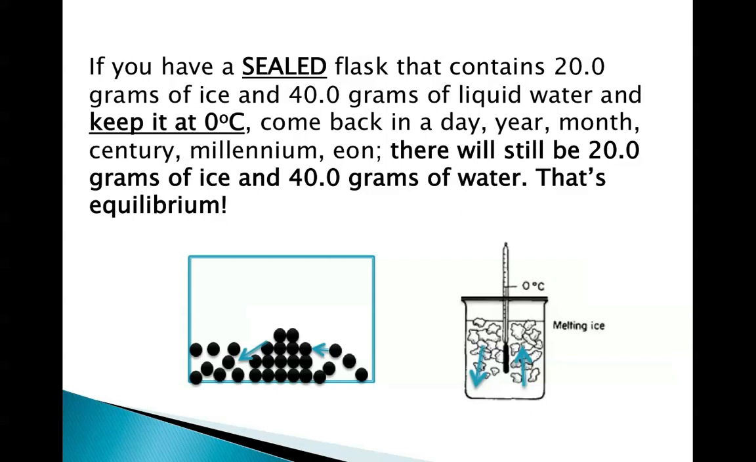So finally, if you have this sealed flask, you can see I'm using the terminology to represent a closed container or sealed flask because that's a requirement for equilibrium. If that sealed flask contains 20 grams of ice and 40 grams of liquid water, and it's kept at 0 degrees Celsius, if I were to come back in a day, a month, a year, there will still be 20 grams of ice and 40 grams of water. Now, it's not that it just sat there, it's because equal rates of melting and freezing continue to happen at 0 degrees Celsius. That's equilibrium.